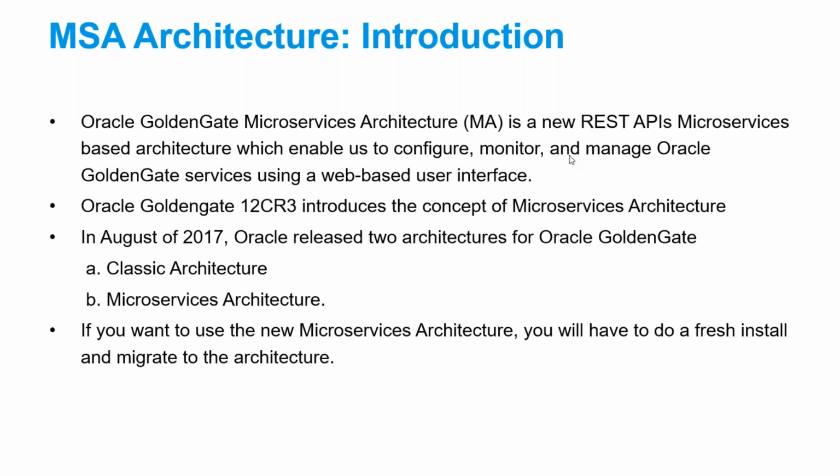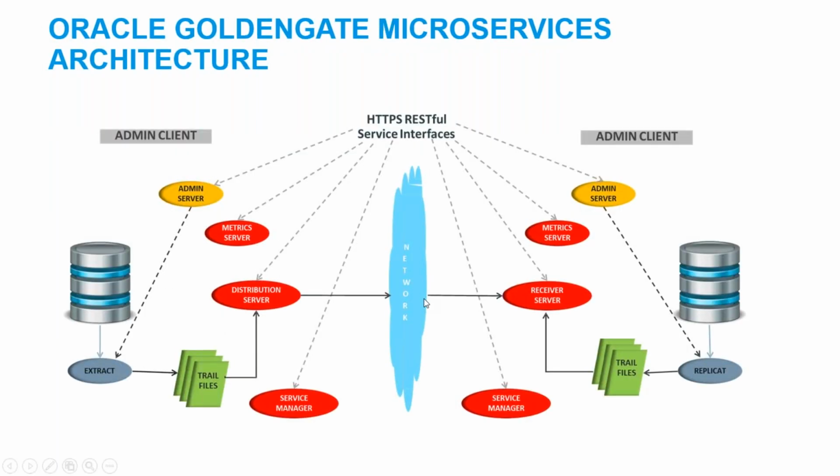But still, if you're still in the process of learning, I would suggest always learn classic architecture first, then learn microservices, because learning microservices becomes easy when you learn classic. If you have to upgrade your existing architecture from classic to microservices, you will have to do a fresh install. So this is how your microservices architecture looks like.